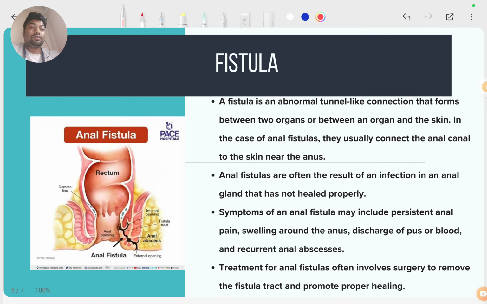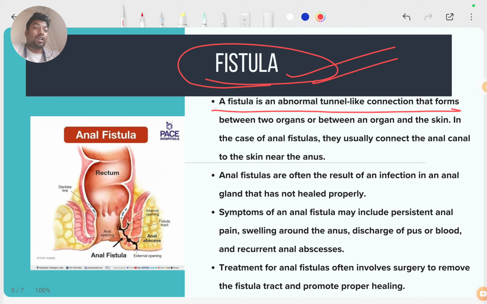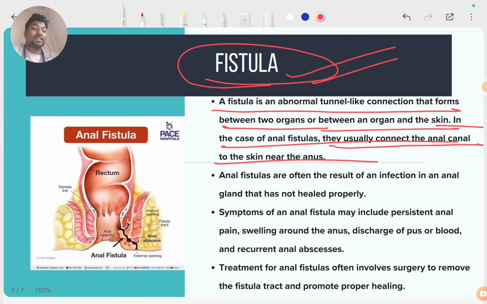Now let's talk about the fistula. A fistula is an abnormal tunnel-like connection that forms between two organs, or between an organ and the skin. In the case of anal fistulas, they usually connect the anal canal to the skin near the anus. As we have already discussed, it is a connection created between the internal anal area and outer skin, due to infections in the glands that are present inside the anus or rectum.